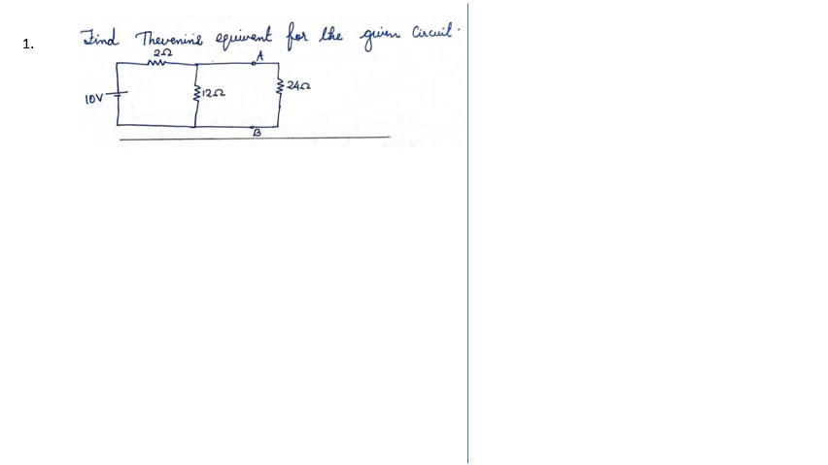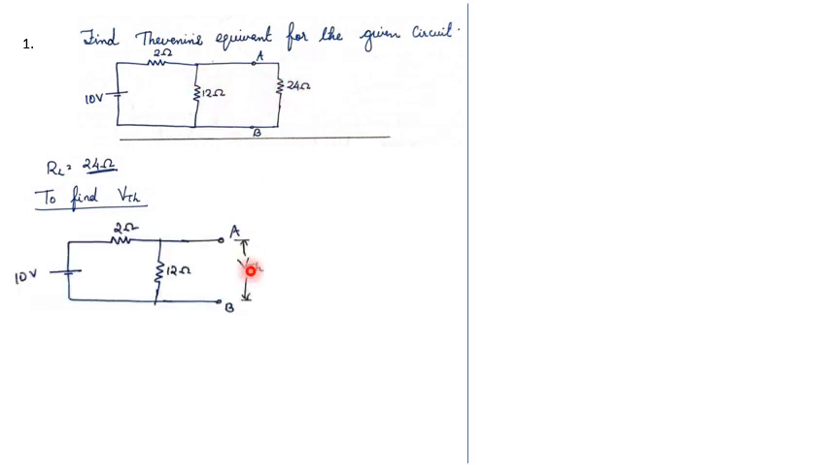Now let's consider a problem. Terminals A and B are here. So the load resistor 24 ohm is taken as the load resistance. First step is to find VTH. In order to find VTH, remove the load resistor and redraw the circuit.